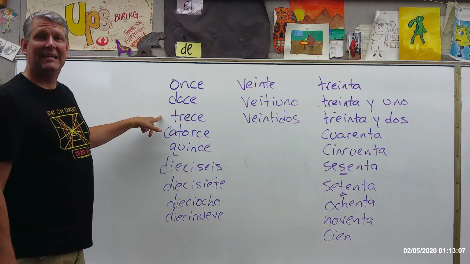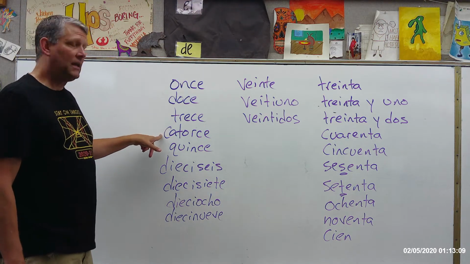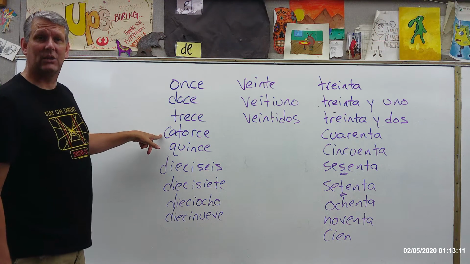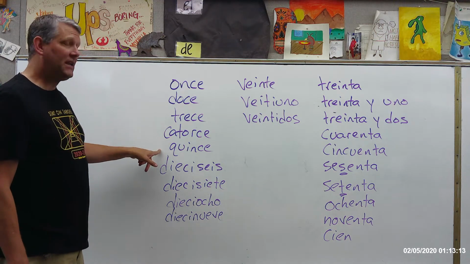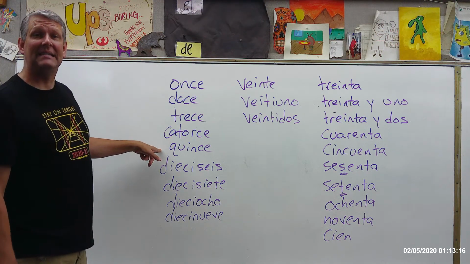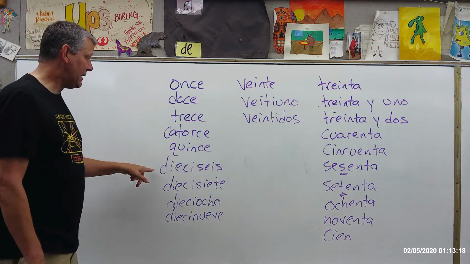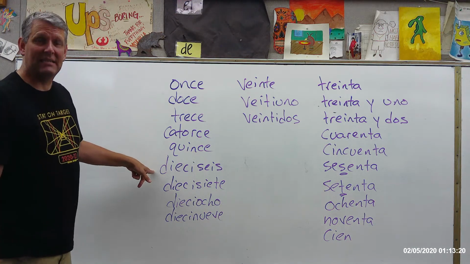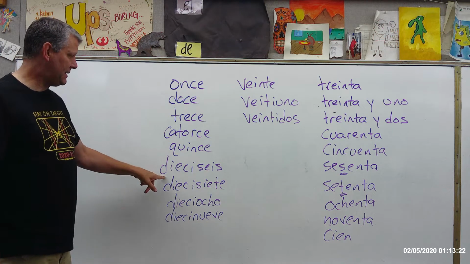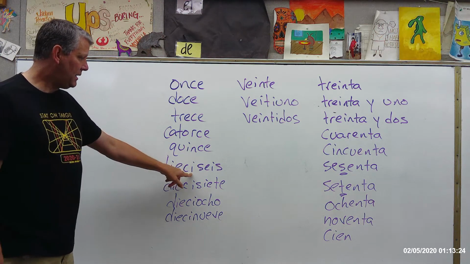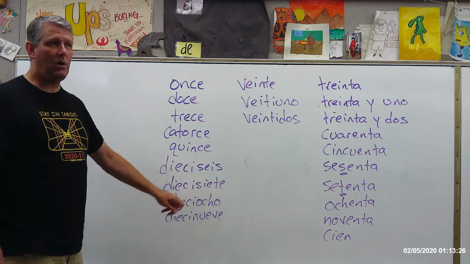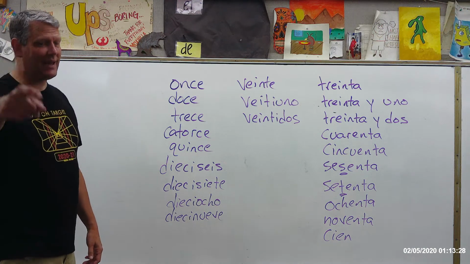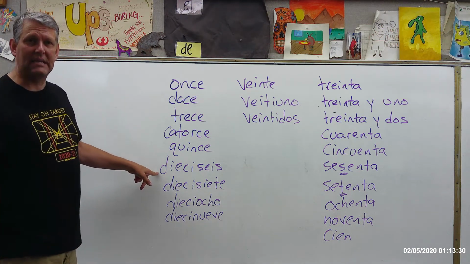14. 15. 16. And if you're looking at that, you're going, hey, wait a minute. Diez, that means 10. E means and, 6. Oh, it's 10 and 6. Yeah, that's what it is. One more time. 16. Okay?